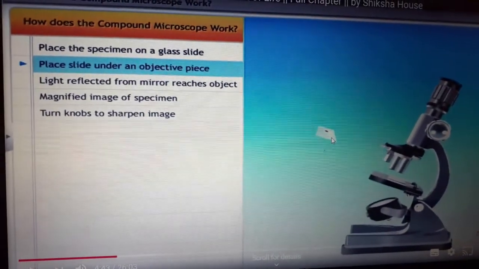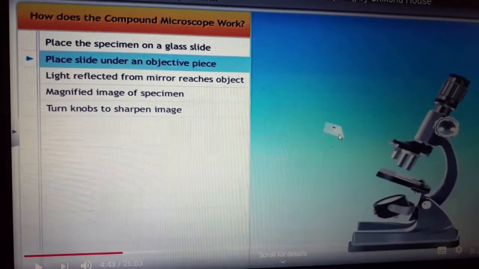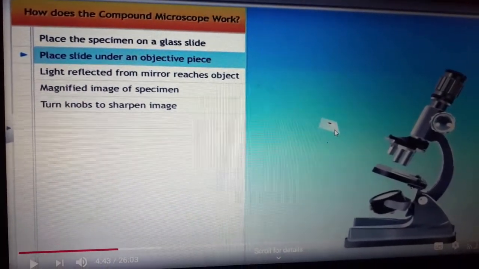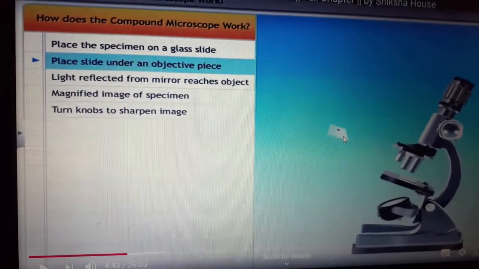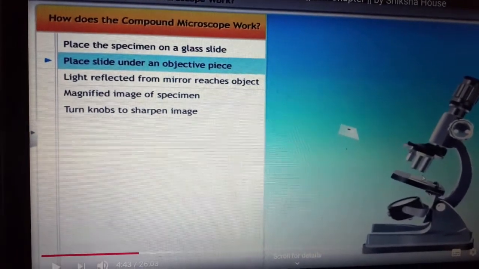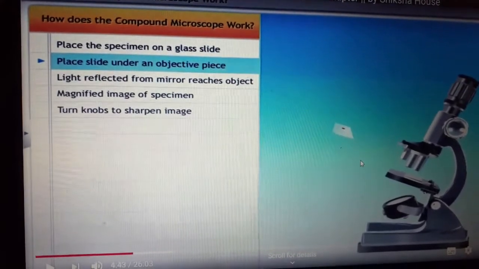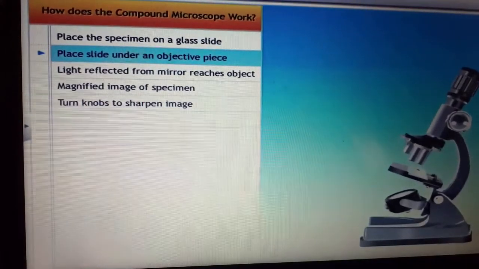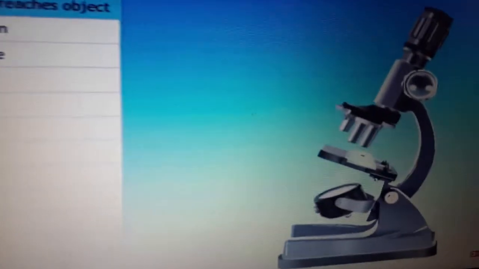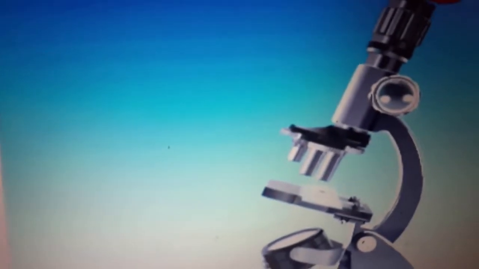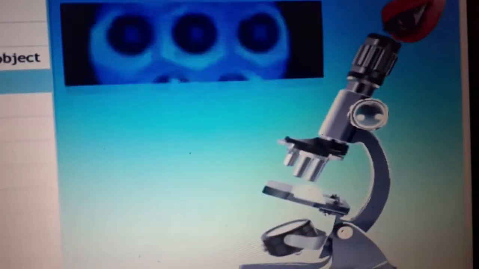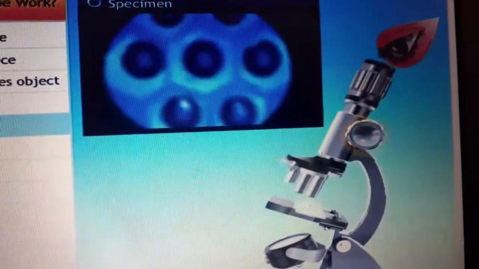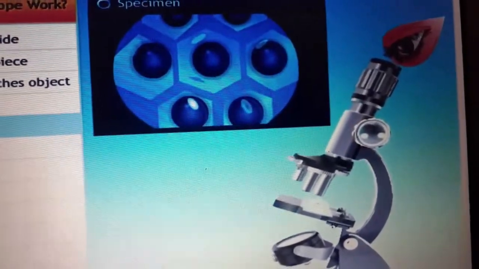Specimen means maybe a drop of blood or a plant cell or anything that we have to take and keep on this glass slide, and we have to keep on this mount. We have to look through this eyepiece. In the middle of the microscope, the light reflected from the mirror passes onto the object. From the eyepiece, a magnified image of the specimen can be seen. The side knobs are turned to get a sharper image.